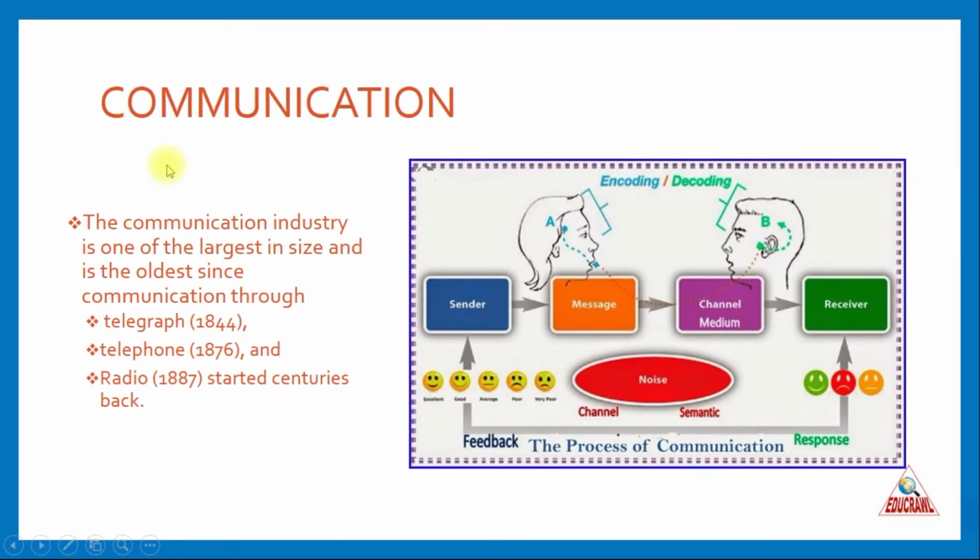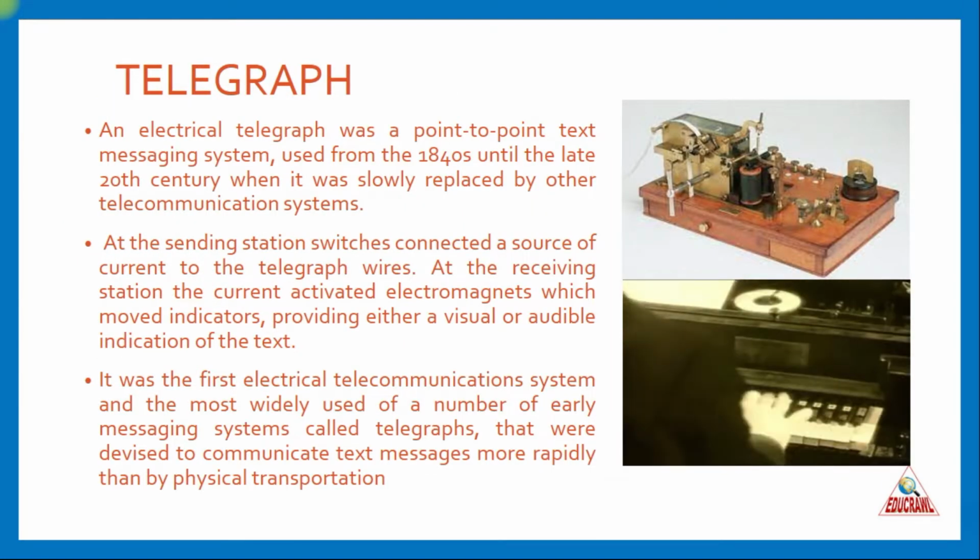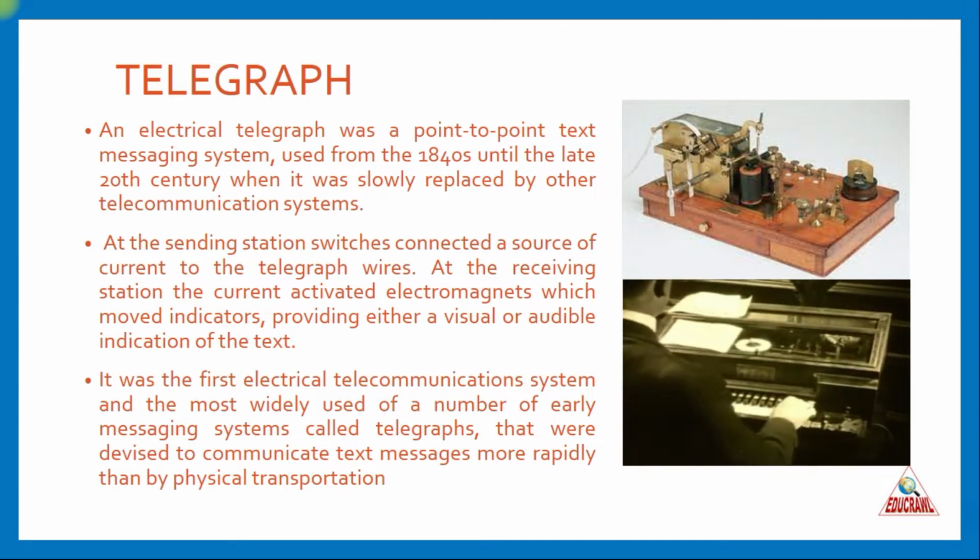Now let us see the history of communication. Actually, the communication industry is one of the largest and oldest, since communication started through the telegraph. The telegraph was the ancient communication system, which was developed in 1844. Later we had the telephone during 1876, and finally the radio in 1887 was the communication system in the nation. So first let us discuss how the telegraph was used in the previous years.